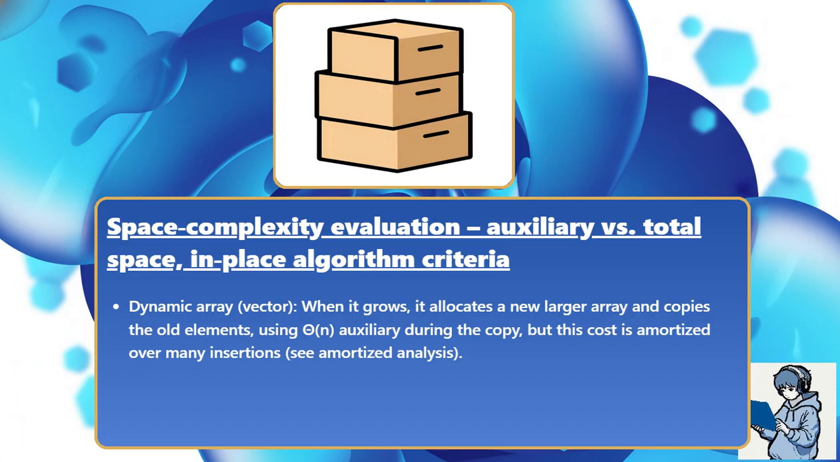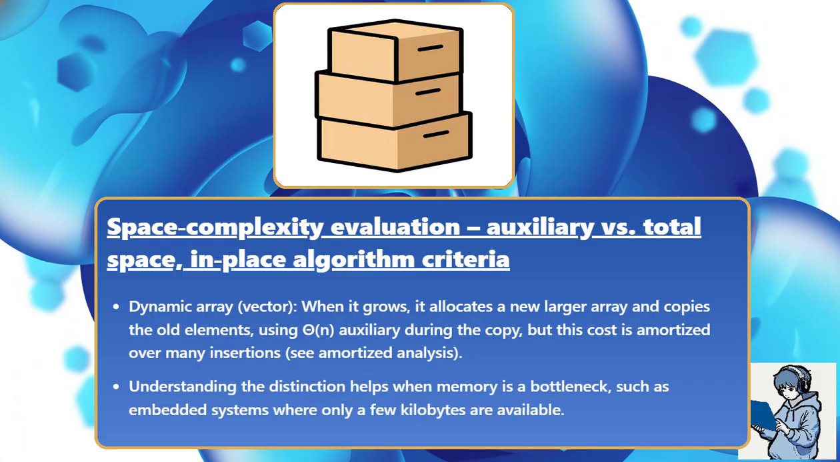Dynamic array, or vector: when it grows, it allocates a new larger array and copies the old elements, using theta of n auxiliary during the copy. But this cost is amortized over many insertions, see amortized analysis. Understanding the distinction helps when memory is a bottleneck, such as embedded systems, where only a few kilobytes are available.